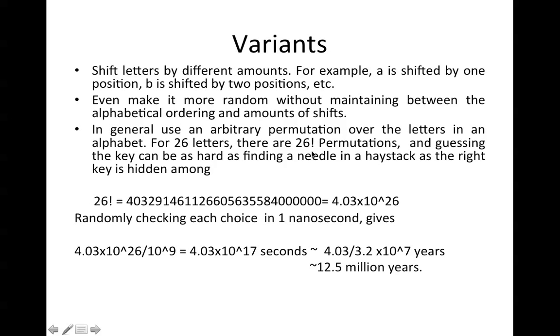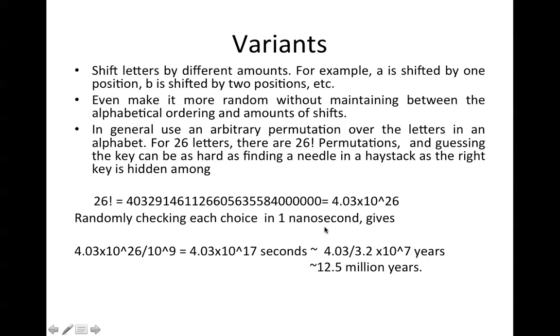So if one were to use these 26 factorial different ways of coding or encrypting the 26 letters in the English alphabet, then that number of permutations will be equal to this, 4.03 times 10 to the 26.